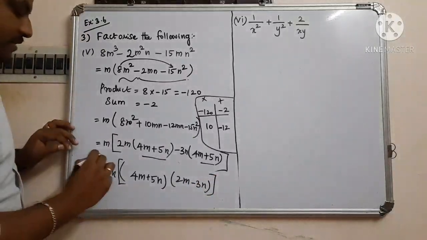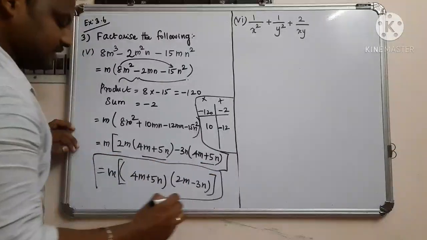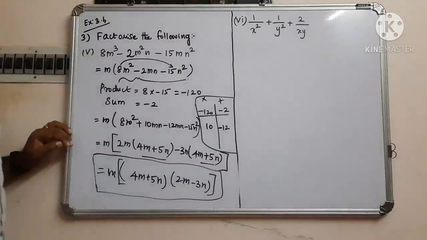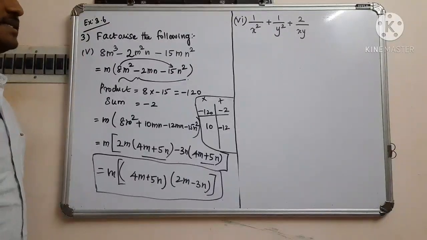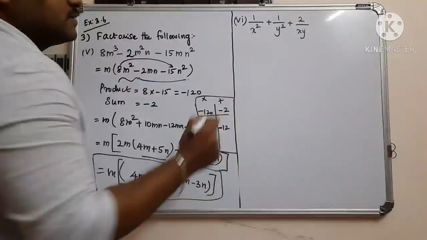So this is the factorization of the given polynomial 8m cube minus 2m square n minus 15mn square. And we move on to the sixth one.